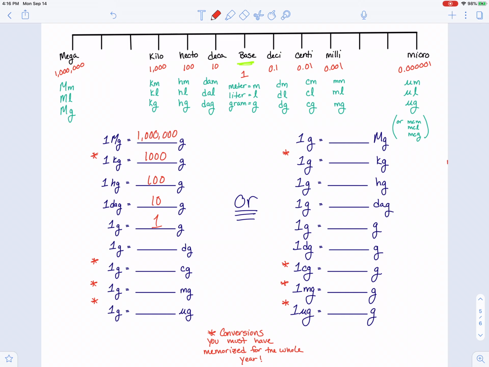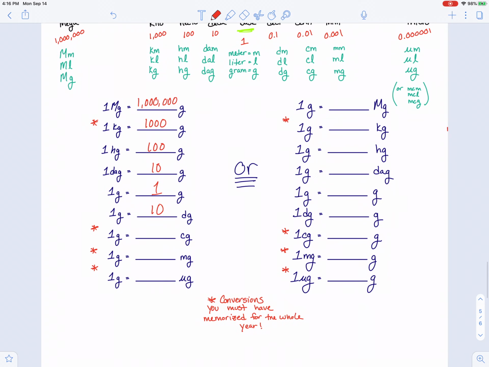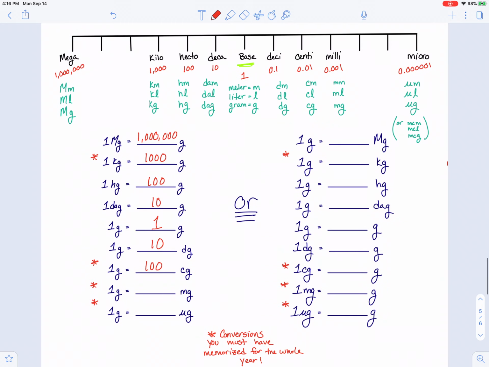All right, then we move into deci. So deci is small, and therefore for every 1 gram, you can fit 10 decigrams. Because decigrams are small, you can fit 10 of them into a gram. For every 1 gram, it is 100 centigrams. So centigrams are 100th. So if you look up here, it's 100th of a gram. So a centimeter is 100th of a meter. That's why 100 of them fit in a meter.